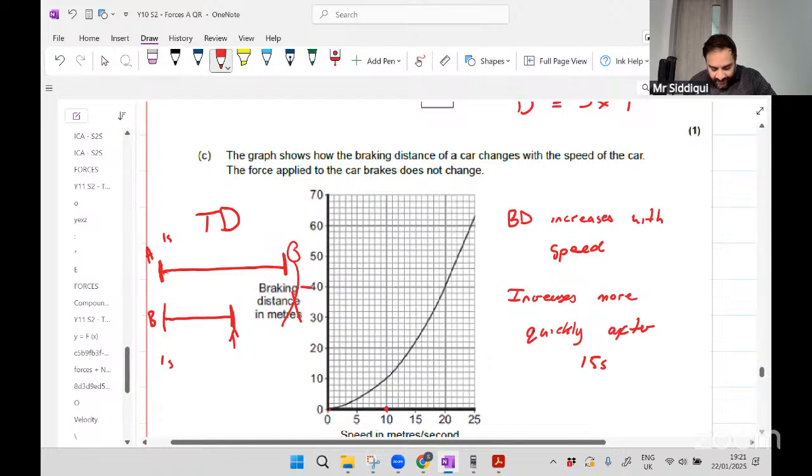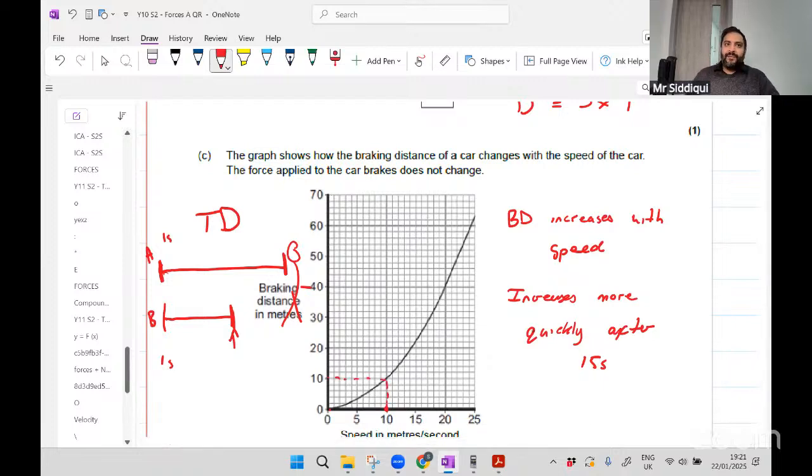if I was traveling at 10 meters per second in dry conditions, then my braking distance is 10 meters. What would you expect to happen to the braking distance if you were driving in icy conditions? Surely you expect it to be higher, right? So I would say that for my new line, the braking distance is going to be bigger at the same speed, and it's going to be bigger at every speed. So essentially, your new line just needs to be above the previous line. That's all it needs to be, just above it.